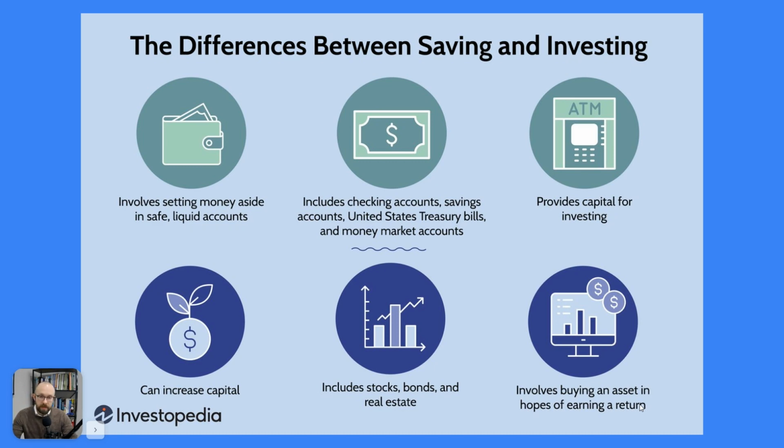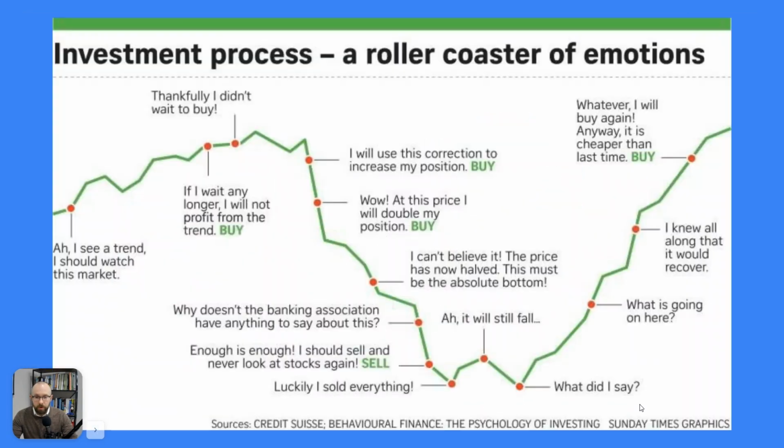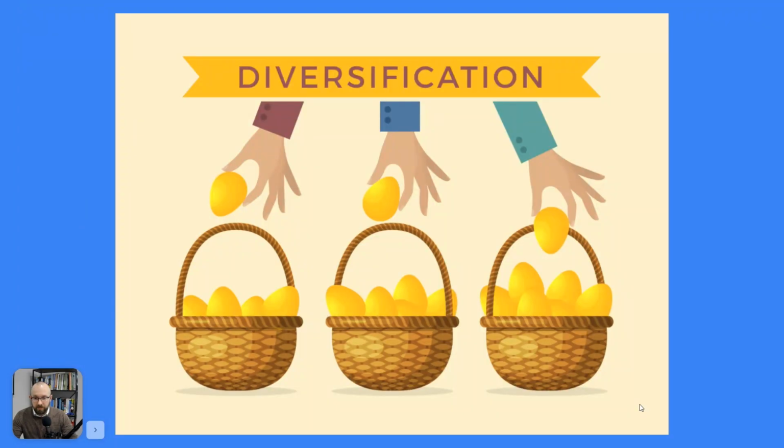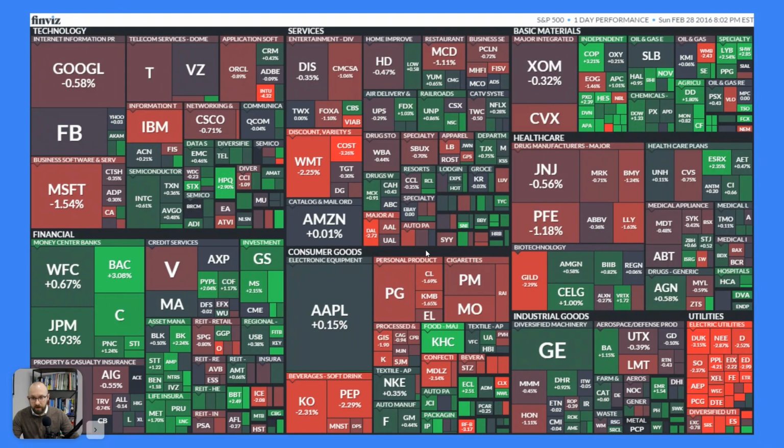Because you can buy a single stock in a single company, but if that company goes under, which companies go under all the time, if that company loses to competition, which companies lose to competition all the time, you are stuck in that one company.